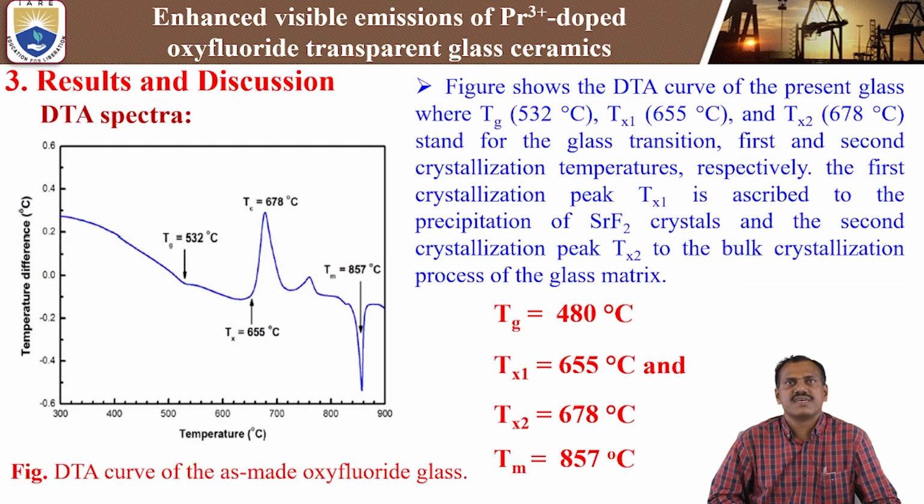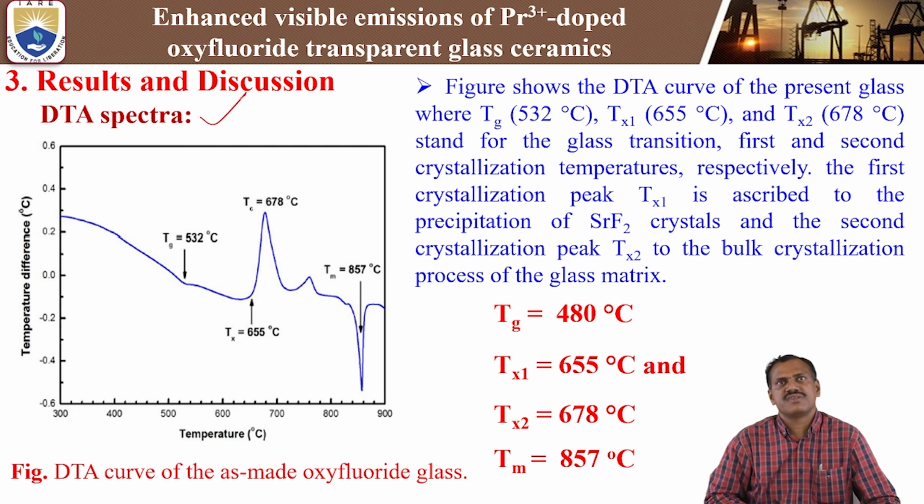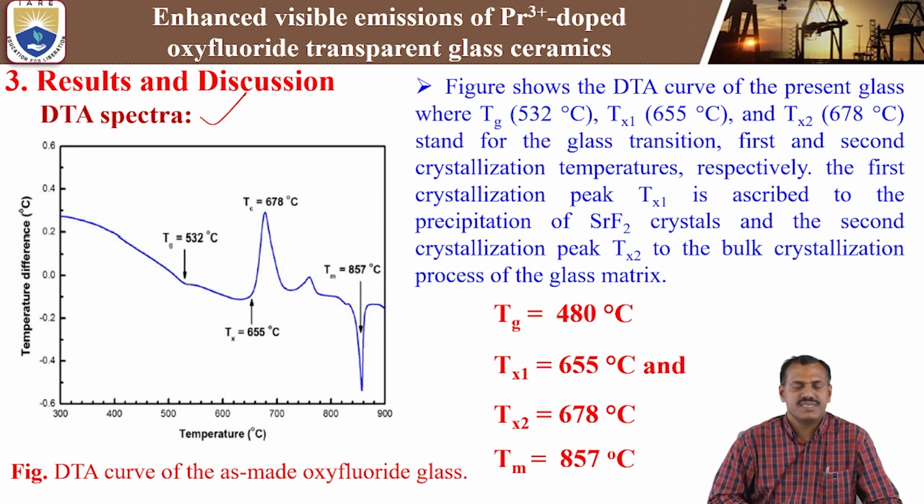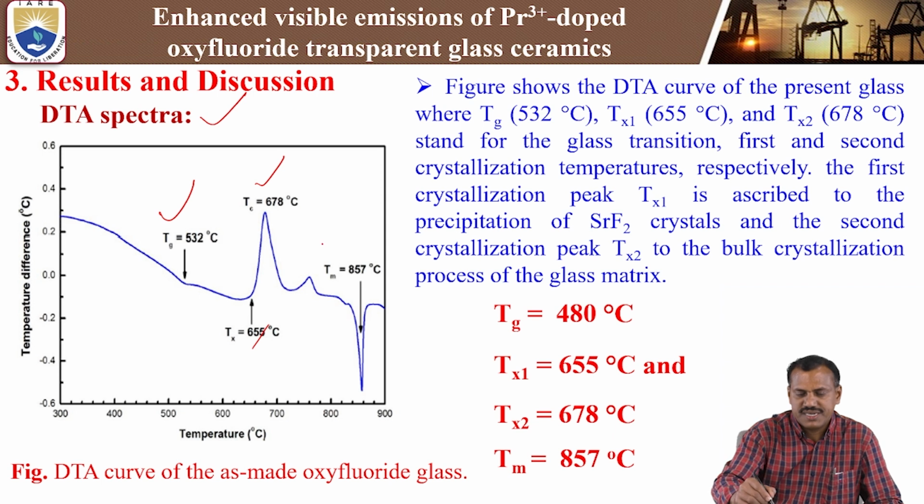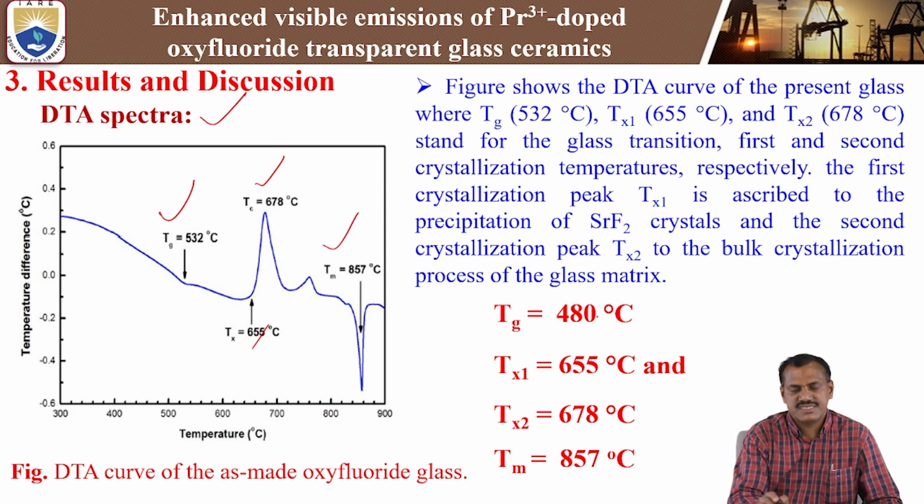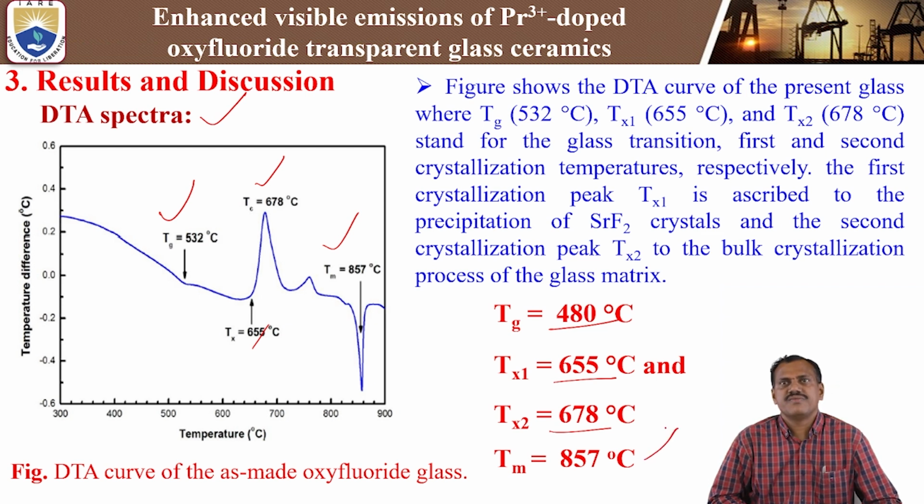Next, we are going to discuss the results. First, we need to measure the DTA. After preparation of the glass sample, we first measure differential thermal analysis. Using DTA, we can get Tg, the glass transition temperature, Tc, that is Tx1 and Tx2, and the melting temperature. So Tg is 480 degrees, the glass transition temperature from amorphous state, at which the glass is converted. That is 480 degrees centigrade. Tx1 is 655 degrees centigrade, Tx2 is 678 degrees centigrade, and the melting temperature is 857 degrees centigrade.